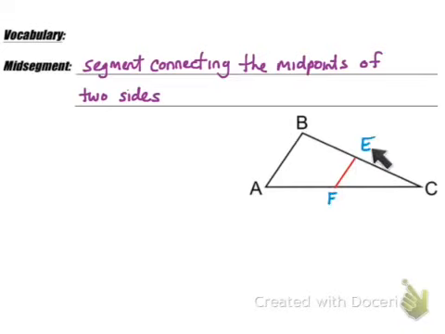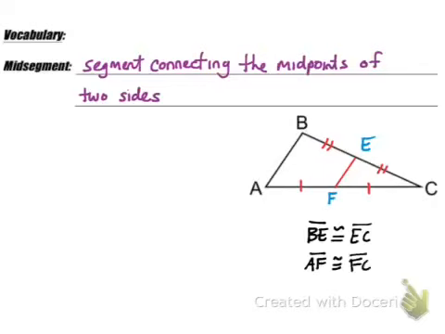Now if E is bisecting BC, then BE would be congruent to EC. And if F bisects AC, then AF and FC would be congruent as well. So if you know that there's a segment that's bisecting the two sides that it's intersecting in the triangle, then we know that EF is the midsegment.